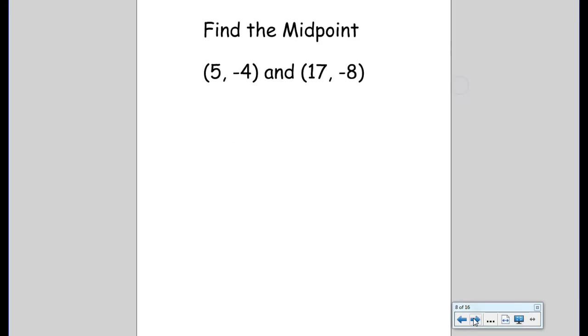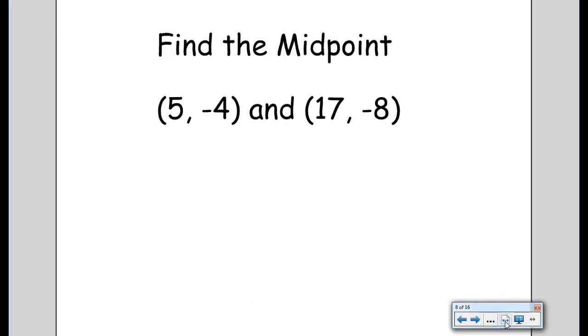Okay, next one. We'll practice that one more too. Find the midpoint. This one's easier than distance. You can do it. Go to your formula chart. Find the midpoint. Who's going to be first? Look at your formula chart. Don't say it out loud.